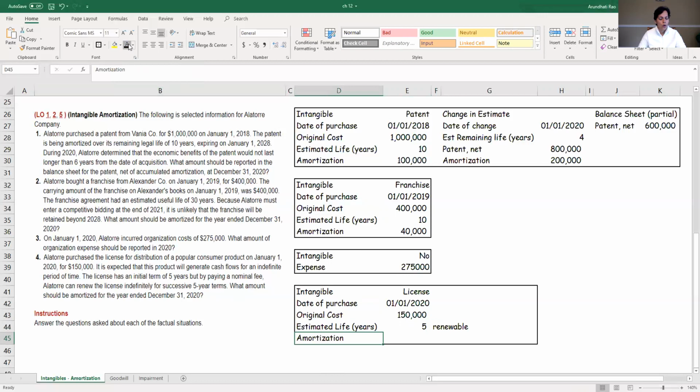So what's the amortization? It's 0. Why? Think about it. Original cost divided by life. If life is indefinite, 150,000 divided by indefinite is a meaningless answer, so we do not amortize the asset. It just stays in our books at $150,000.